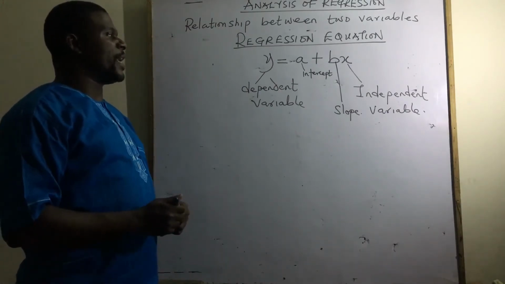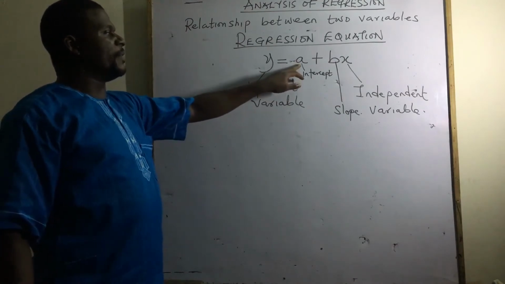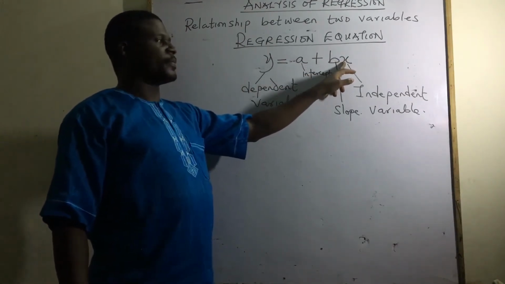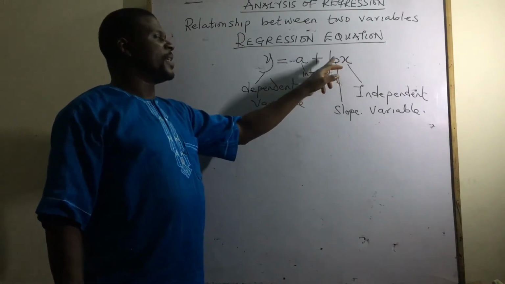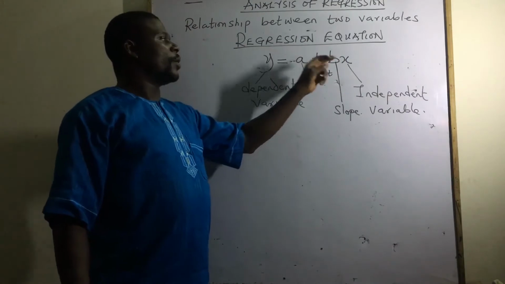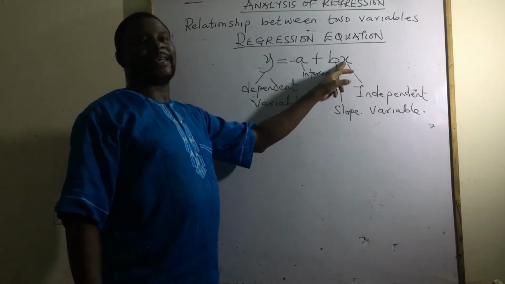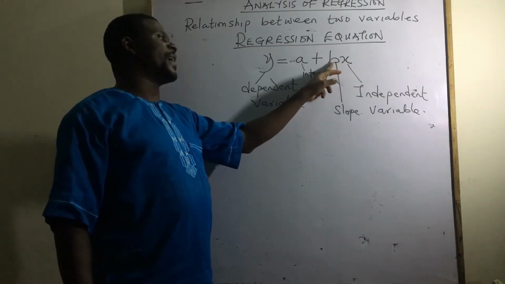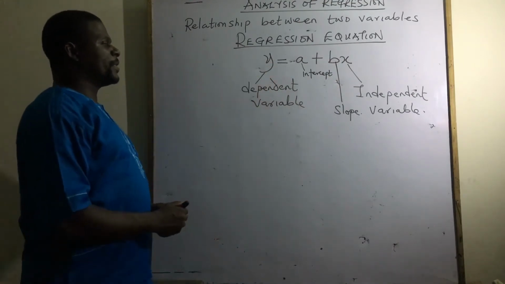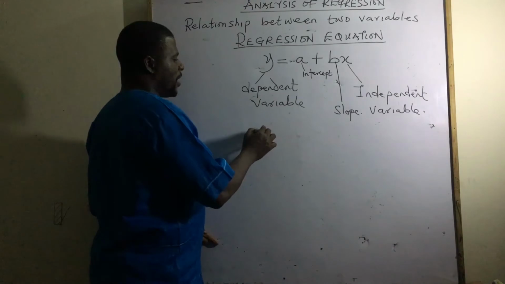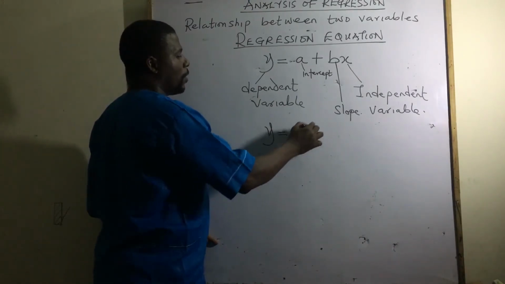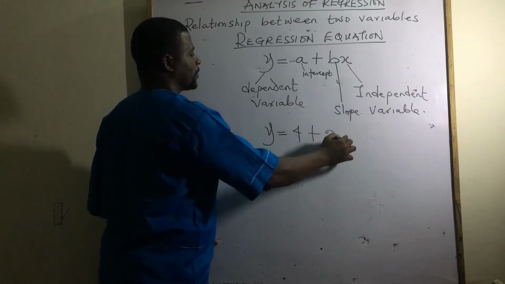And what does this a mean? A means the value of y when there is no x, and b means a unit change in x will bring about b times changes in y. Now, what I'm saying in a nutshell is this. If, for example, I have y equals 4 plus 2x.